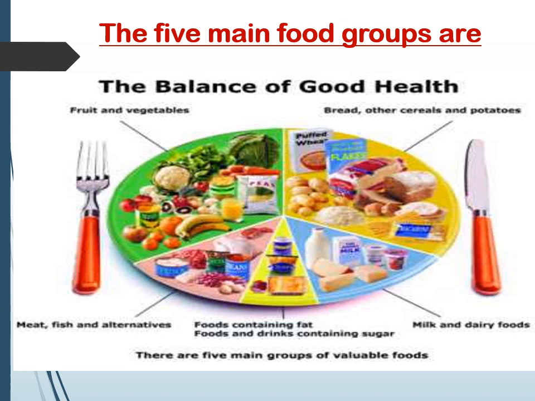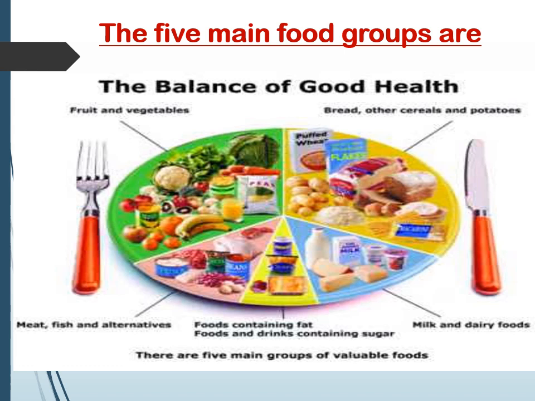So, the 5 main food groups are: first one, cereals and potatoes, which give us carbohydrates and we should eat more. Second group, fruits and vegetables, which give us vitamins, minerals and roughage, and this also we should eat more.